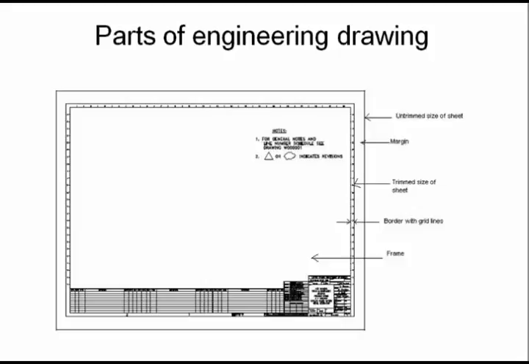And the margin itself is so that if the edge of the drawing gets damaged, you don't lose any information. The untrimmed sheet of the paper is what gives the paper size. The trimmed size of the sheet is again the sizing that's used for scaling and things like that. And the border with grid lines is so that you can find things on a drawing easily.